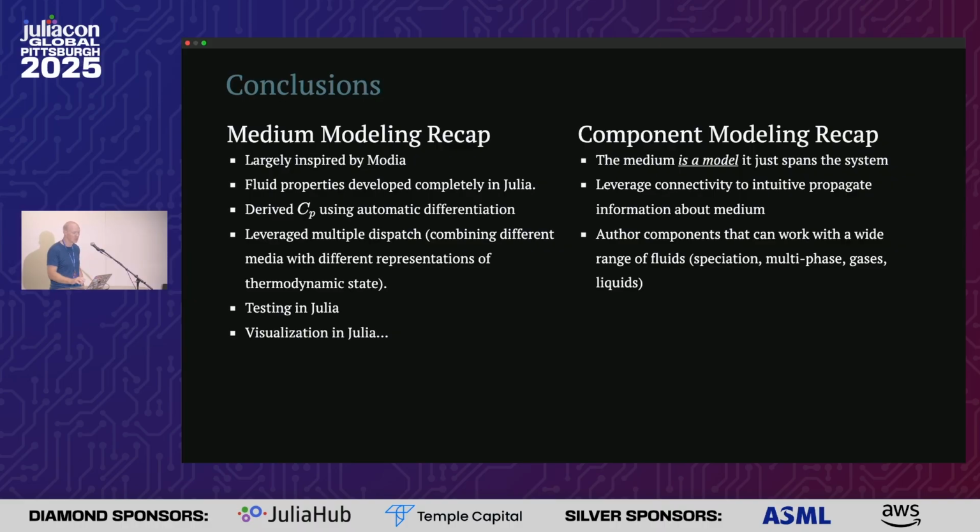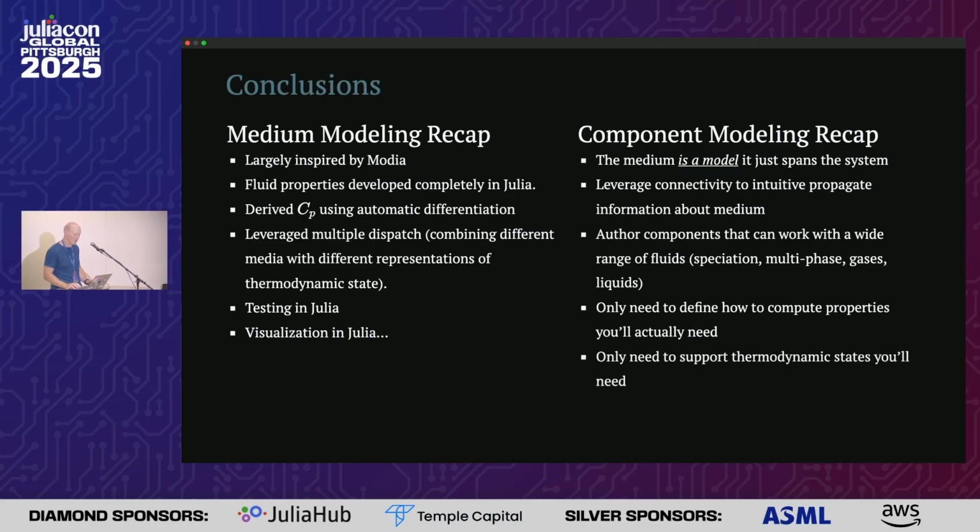Anyway, the point is that our goal here is to really develop a library of fluid components that can be used across a wide range of media. And the other thing is that you can develop these property functions as you need them for particular components. You see that some components required 0 properties, some required 1, some required 3. So what you need to develop is really just the union of what all your individual components require. And you only need to support the thermodynamic states you'll need. And the property evaluations are just invocations of ordinary Julia functions in the end.